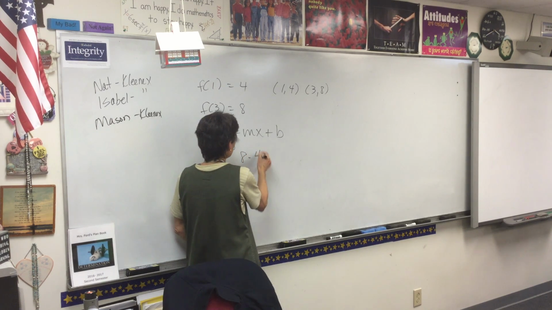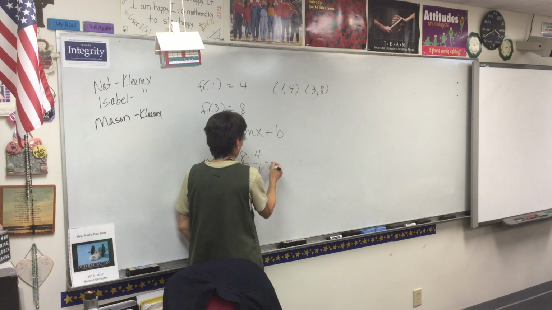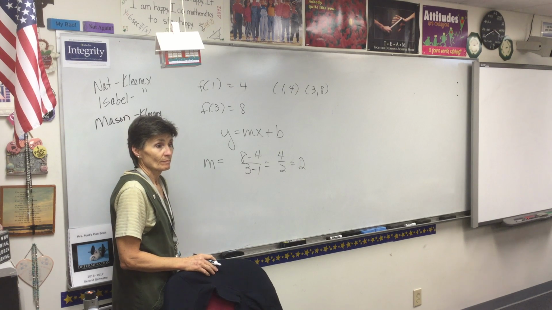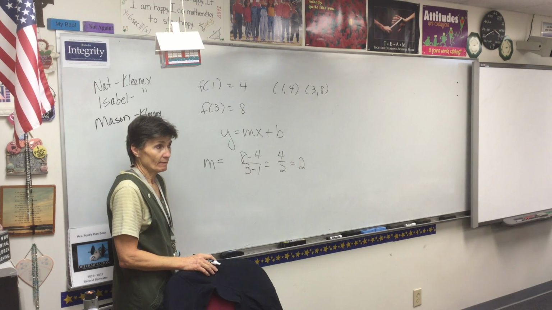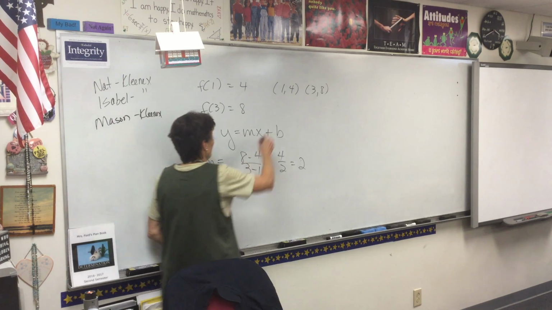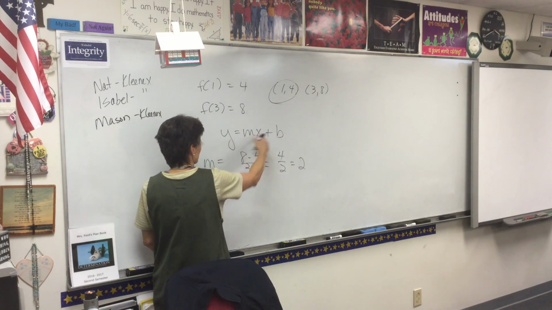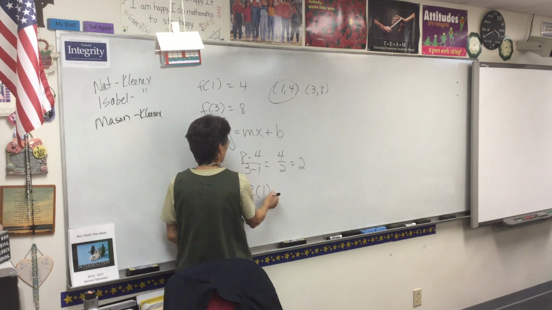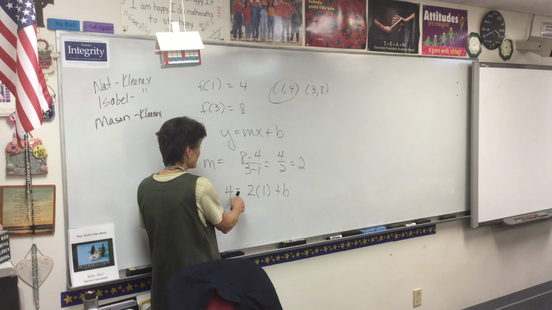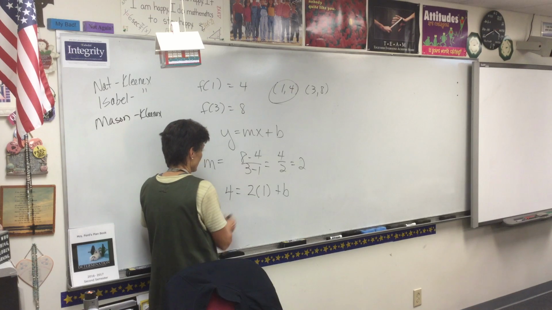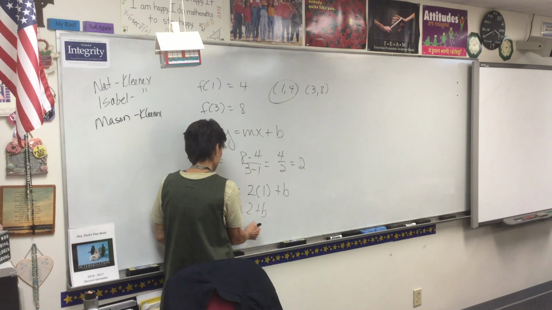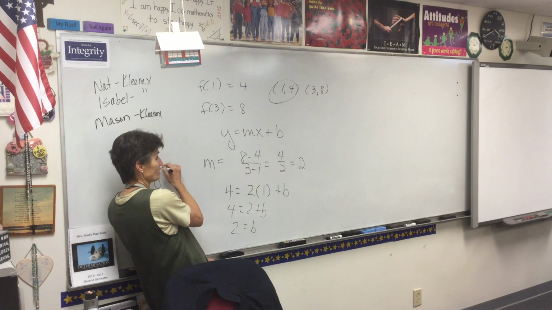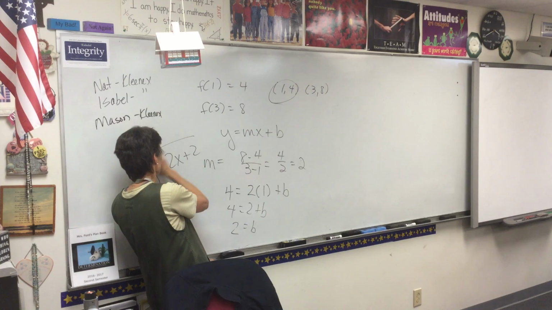So 8 minus 4, y minus y over 3 minus 1, 4 over 2. I heard somebody say 2. I think you were right. Okay, then what? Plug it in. Pick a point. I'll just pick that one and I'll plug it into here. So 4 equals 2 times 1 plus b. That's y equals mx plus b. So, oh gosh, b is also 2. So what do I write in the answer blank? y equals 2x plus 2. Very good.